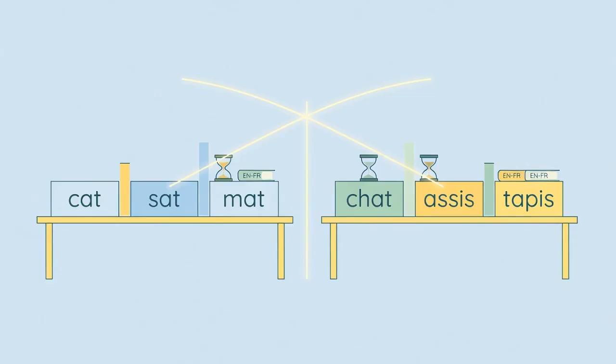There is also cross-attention, where words from the output look back at words from the input. In translation, when generating the French word chat, cross-attention connects it strongly to the English word cat. This is how the decoder knows which input words to focus on for each output word. A bridge between two languages, built from attention.